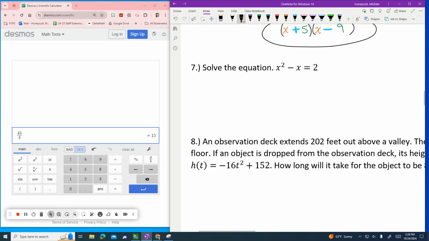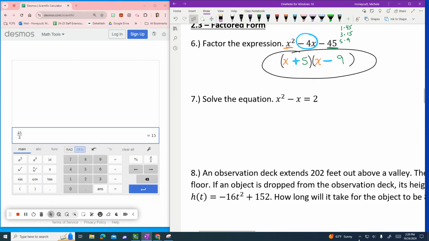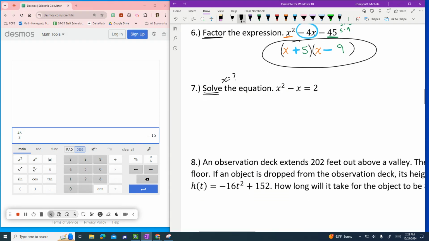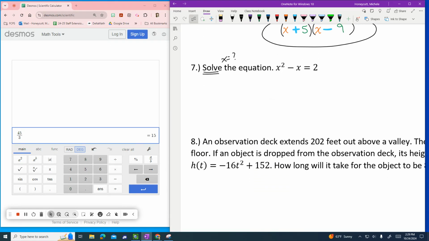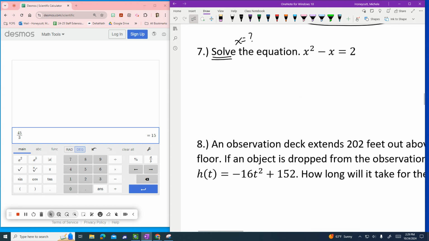Notice 6 said factor, but 7 says solve. Solve is figure out what x is. So I need to go a little bit further. When I solve, I have a few options. I could factor, I could do quadratic formula, I could complete the square. I am going to try factoring first.